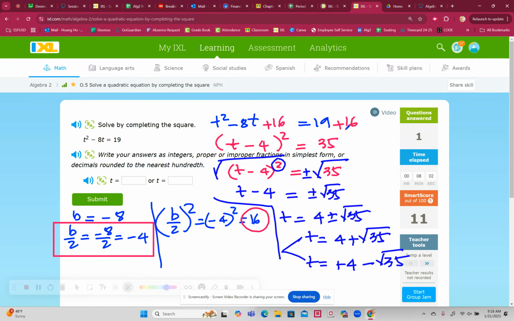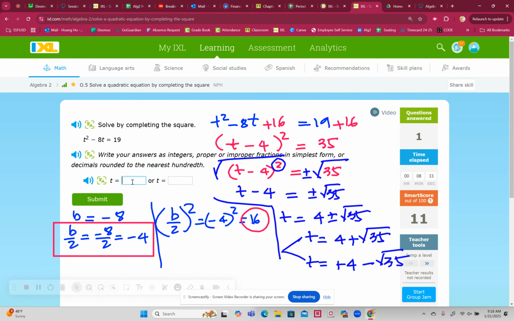Is that 35? Yes, I think so. Okay. Ooh, we don't have the square root. How do we put the square root in the answer? Okay, let's take a look. Let's double check everything. Negative 8, that's a B. Negative 4 becomes 16. Add 16 on both sides. 19 plus 16 becomes 35.